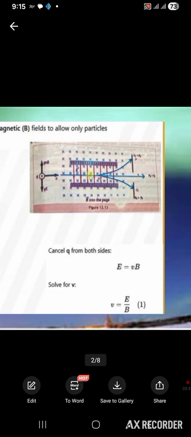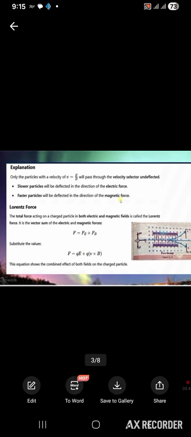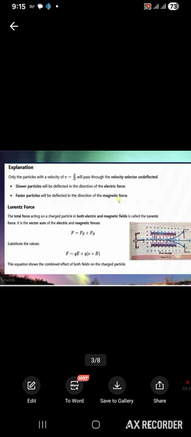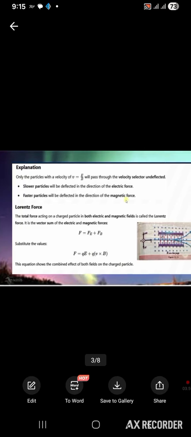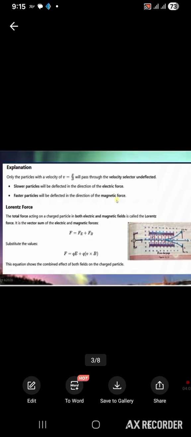In the animated video, you also saw that this is the expression for the velocity for which particles are not deflected anymore. Okay, what happens to the others? Let's see. E over B, where E is the electric field and B is the magnetic field. If V is equal to this ratio, the particles will be undeflected. And the slower particles, which have a low value of V, will be deflected in the direction of the electric force.